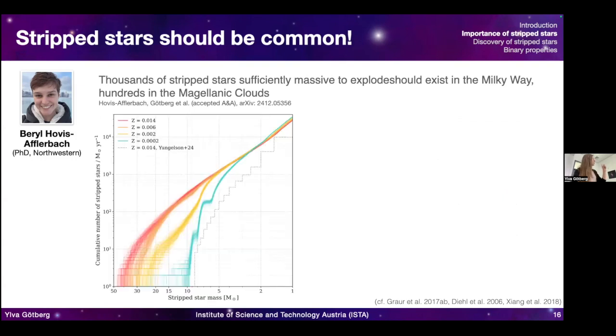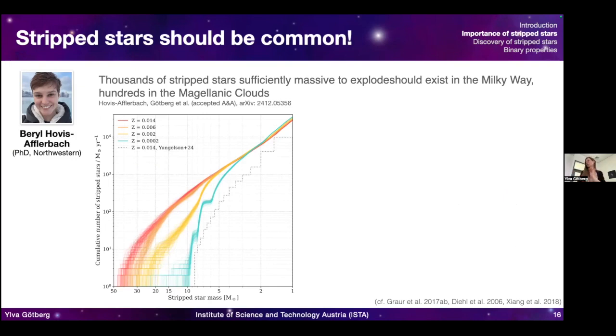What Beryl also created, I think this plot is easier. This is an inverse cumulative distribution. So we have the stripped star mass on the x-axis and the cumulative distribution on the y-axis. So let me walk you through how to read it.